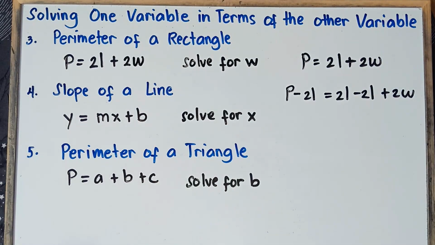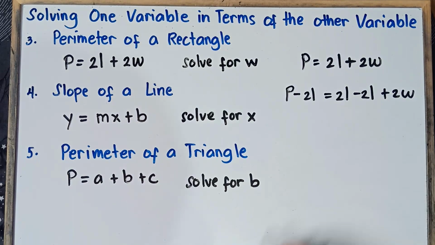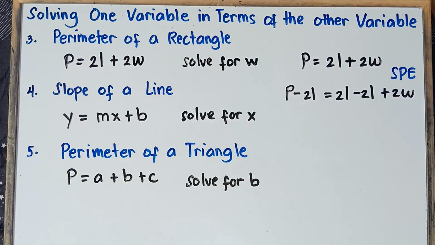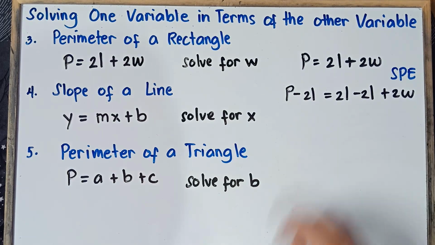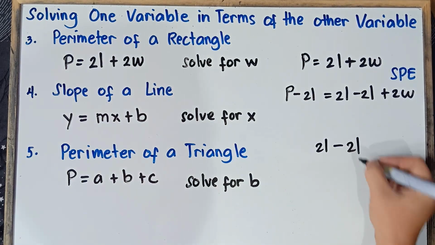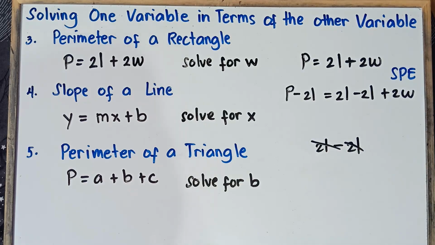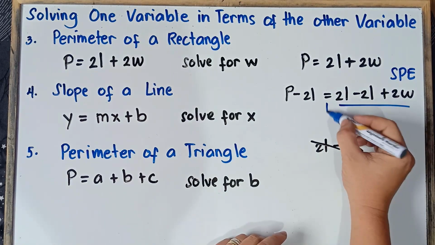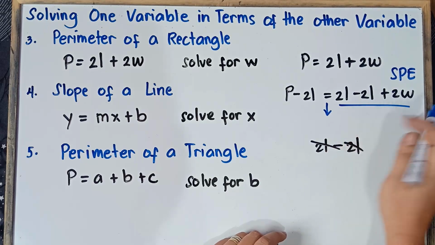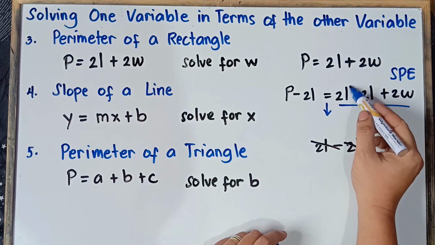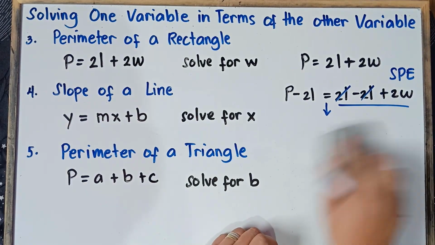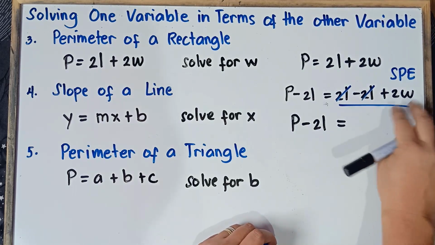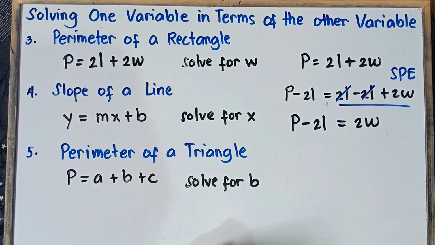Once again, class, we need to subtract both sides by 2L, and this is what we call the subtraction property of equality. Question, sir, why do we need to subtract both sides by 2L? Because 2L minus 2L will be 0. You can just simply cancel this out. And the remaining expression on the right of this equal sign will be only 2W because we simply cancel 2L. Alright, so this will be P minus 2L equals, simply copy this one, 2W.